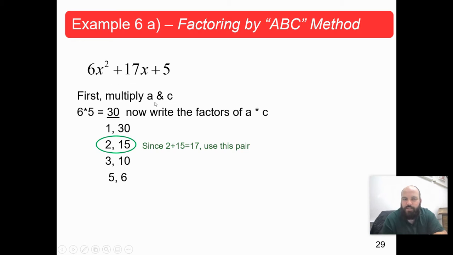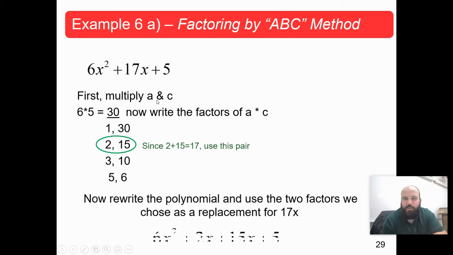So if you watch in the next slide here, I'm going to rewrite this equation, 6x squared plus 17x plus 5. But the 17 gets split into two different terms. It's 2x and 15x. Now, if you were to add those two together, it would, of course, give you 17. And that's the point, okay? But here's what this did for us. This gave us four terms. Now, we have a 6x squared, we have a 2x, we have a 15x, and we have a 5.